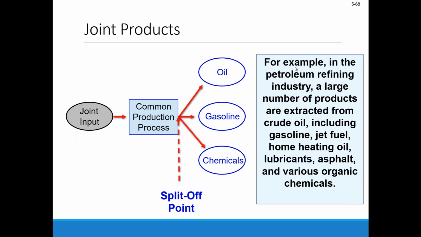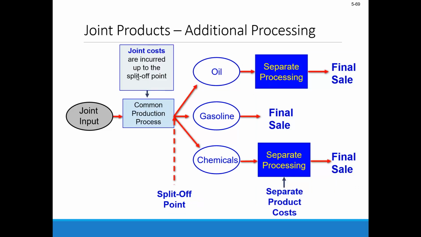So one of the easiest examples to think about here is petroleum refining. So in this particular type of process, we've got a big joint input, right? That crude oil. There's some common production processes that happen with that, and out comes things like oil, gas, and household chemicals, right? They all come from that petroleum. In that setting, we incur some cost up to the split-off point when those things start to be able to be recognizable as different products. We refer to those as joint costs.